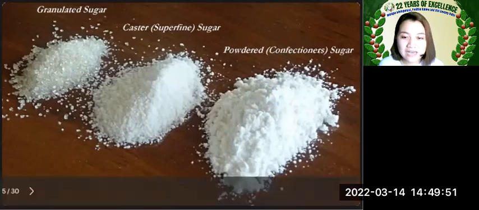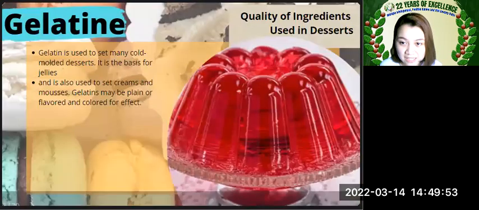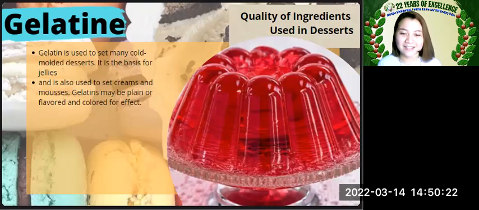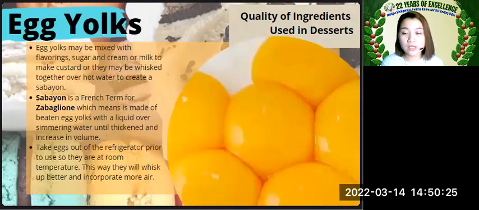Next, we have the gelatin. Gelatin is used to set many cold molded desserts. It is the basis for jellies and one of the cheapest ingredients natin. It's also used to set creams and mousses. Gelatins may be plain or flavored and colored for effect. You are already familiar with the gelatin. Sa atin, in our term, it is gulaman. Upon cooking, pwede nating timplahan si gelatin.